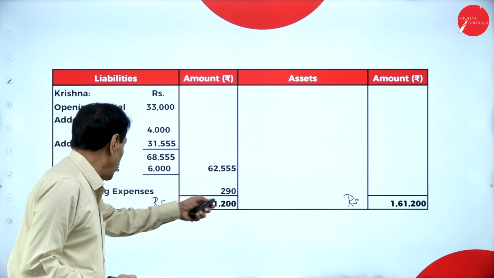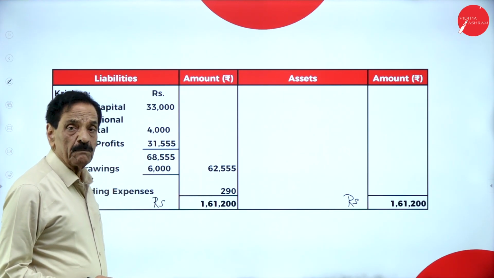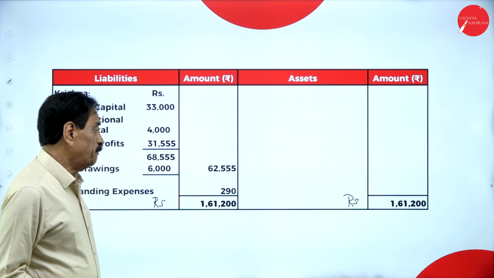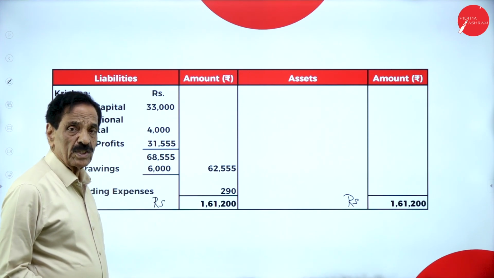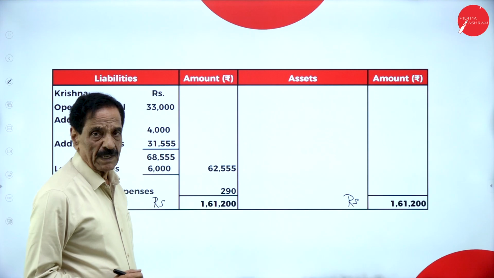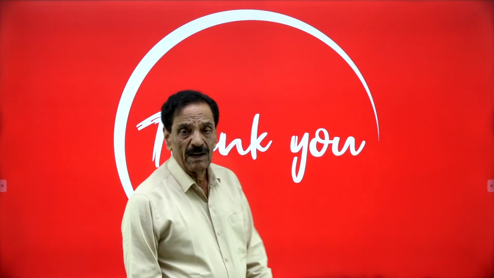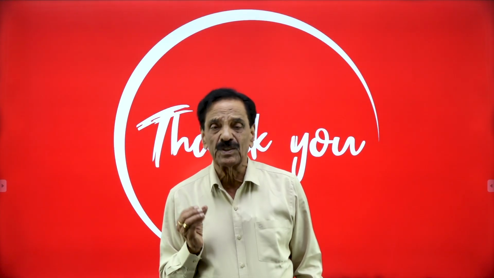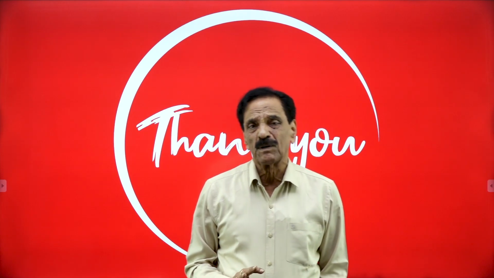62,555. Outstanding expenses mean unpaid expenses, not yet paid, 290, which will be paid in the next year. Still, it's an outstanding for the company. Hope you understand. So I will put about 5 sessions. I will complete all types of questions.